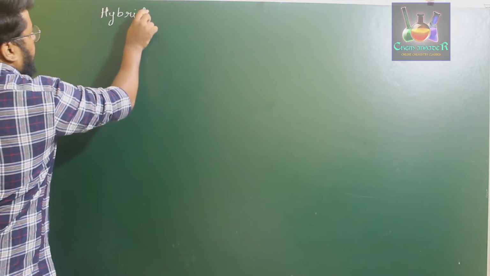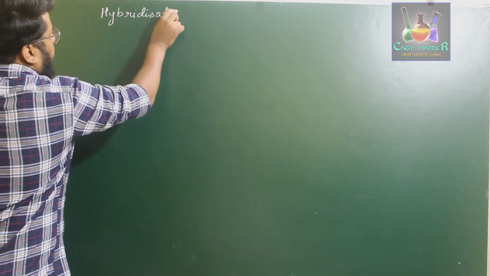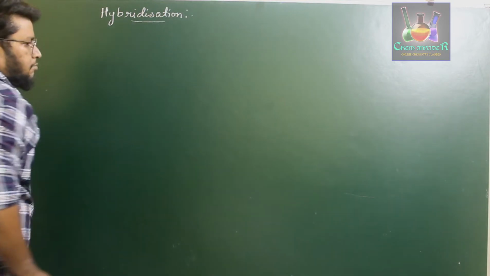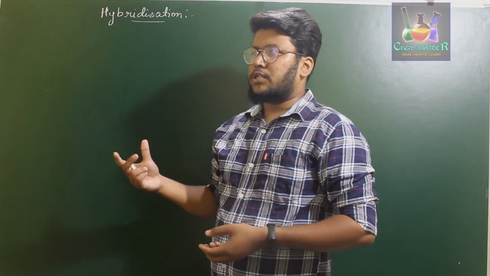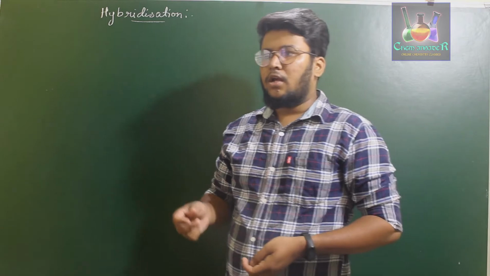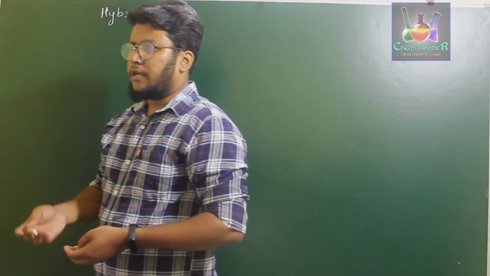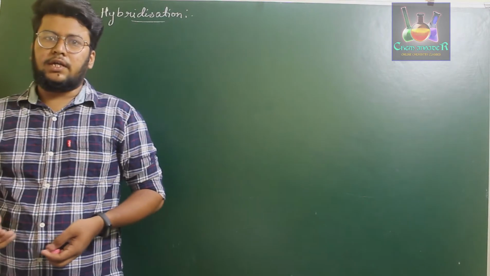In the previous video we learnt about the explanation given by the valence bond theory, by the scientist Pauling and others. Even though the explanation was given by Sidgwick and Powell, Pauling further clarified certain doubts regarding hybridization.